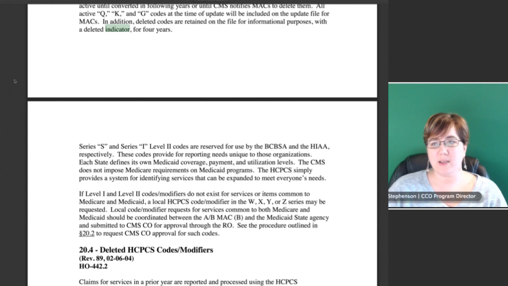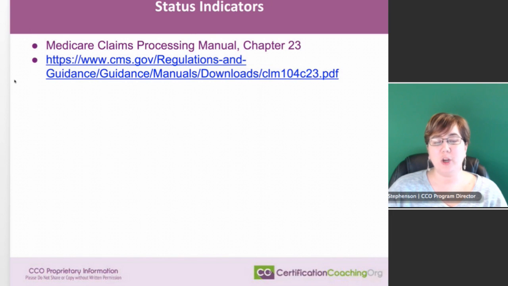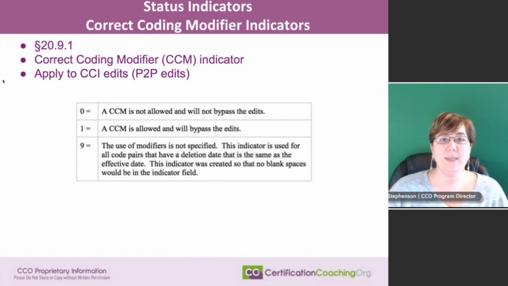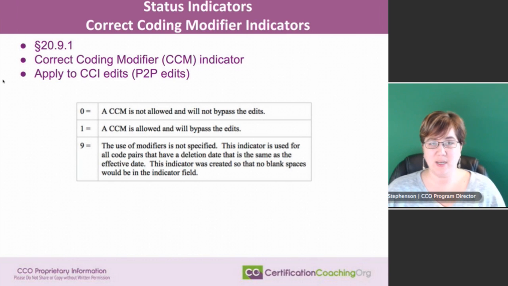So if we look to the next slide, we've got correct coding modifier indicators. If you work with NCCI edits or CCI edits, the Correct Coding Initiative edits, particularly the procedure to procedure edits, sometimes referred to as the P2P, where you're asking, can I bill these two procedures together, yes or no, then you're going to get a modifier status indicator. Let me show you how this looks.